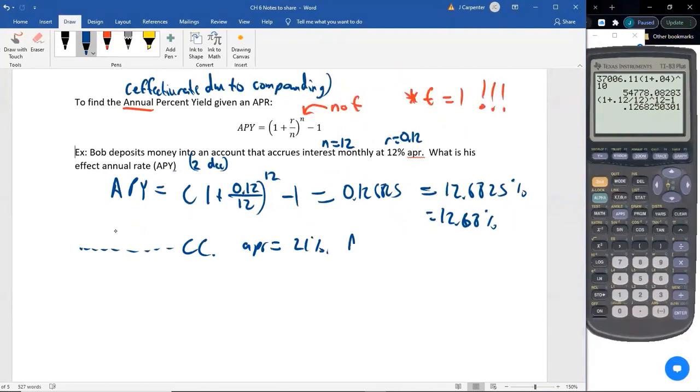What is the APY? Now, credit cards, all credit cards accrue monthly. So Bob gets a credit card that accrues interest monthly. That credit card has an APR of 21%. So if your credit card only accrued interest once per year, if you borrowed $100, that means you'd have to pay an extra 21 bucks, 21% of 100.